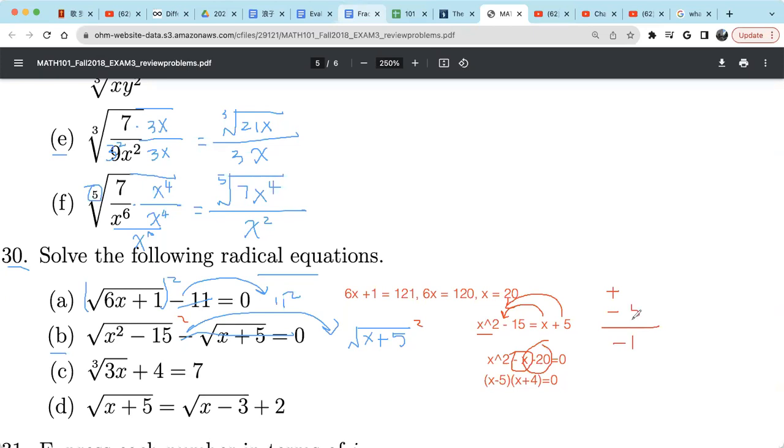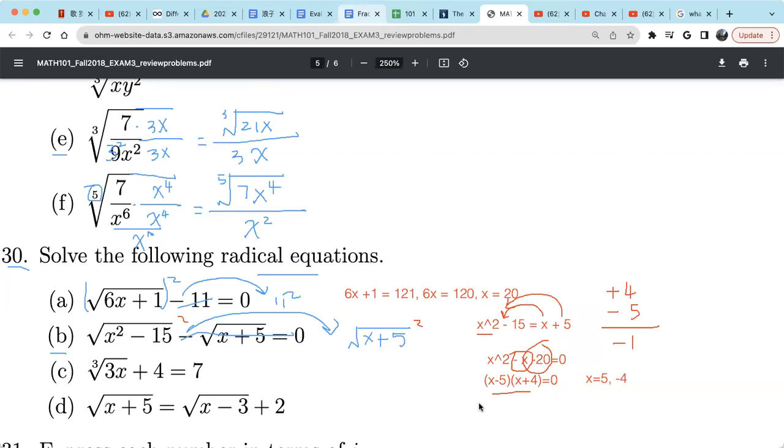So that's negative 5 and 4, right? Because negative 5 times 4 is negative 20. Negative 5 plus 4, that's negative 1. So that's why I factored as x minus 5 and x plus 4. Then use the zero property. x minus 5 is 0, which means x equals 5. And x plus 4 is 0, which means x equals negative 4. So 2 solutions.